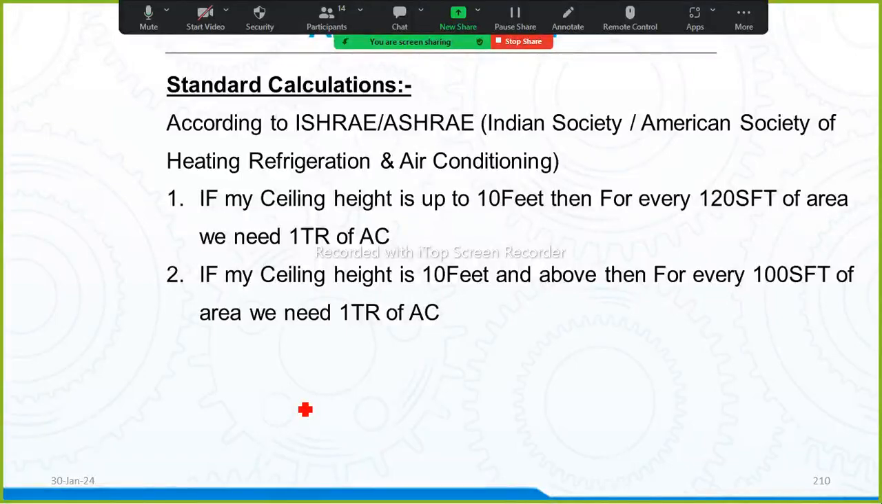क्वेश्चन बोले 10 फीट हाइट, यहाँ पे बोल दिया ना, ये तो हम समझ गए। जनरली रेजिडेंशियल बिल्डिंग में 10 फीट ही रहेगा ना, 3 मीटर तक ही रहेगा ना हाइट। अच्छा ठीक। बट अगर उससे ज्यादा रहेगा तो आई एम टेलिंग दैट फॉर एवरी 100 स्क्वायर फीट ऑफ एरिया वी रिक्वायर 1 टन ऑफ एसी, राइट? ओके सर। एनी मोर क्वेश्चंस?